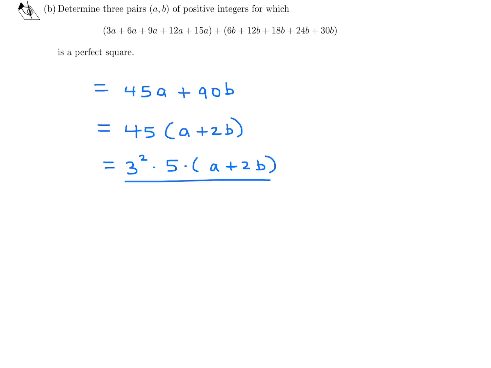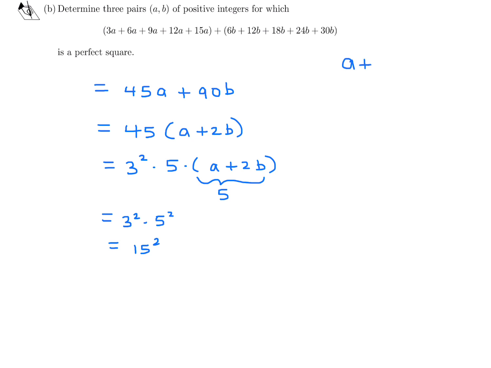How to make this now a perfect square? Well, this part is already a perfect square. 3 squared, obviously. So we have to somehow now concentrate on these terms. If, for example, this is a 5, then 5 times 5 will be a perfect square. So let's concentrate first on making that a 5. If that is true, then this will be a perfect square. It will basically become 3 squared times 5 squared, and as you can see, that is 15 squared. So it is indeed a perfect square.